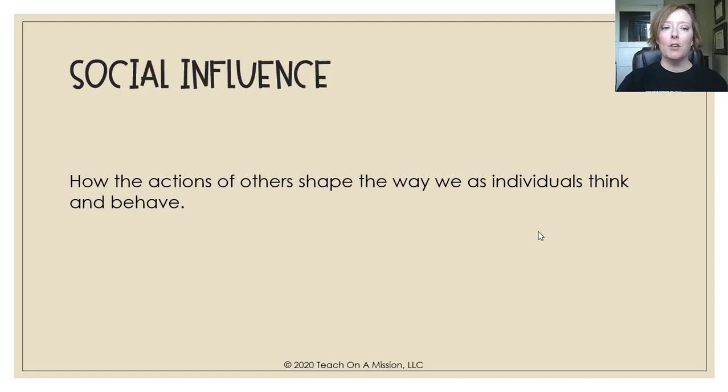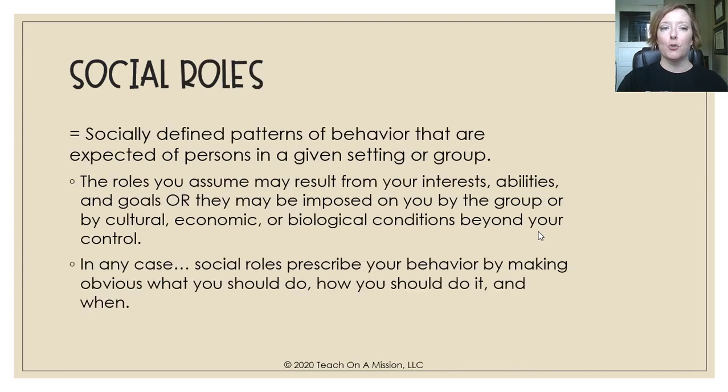So have you ever wondered how the actions of others shape the way we as individuals think and behave? This is known as social influence. Basically, we all have social roles. These are socially defined patterns of behaviors that are expected of groups in a given setting or group. So we basically take on these different roles depending on the setting or group that we're in.